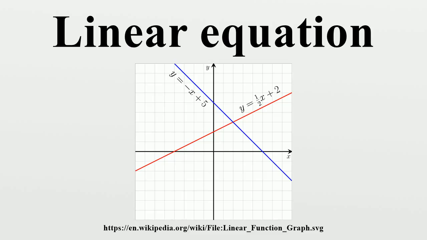Intercept form, x/a + y/b = 1, where a and b must be non-zero. The graph of the equation has x-intercept a and y-intercept b. The intercept form is in standard form with A/C = 1/a and B/C = 1/b.